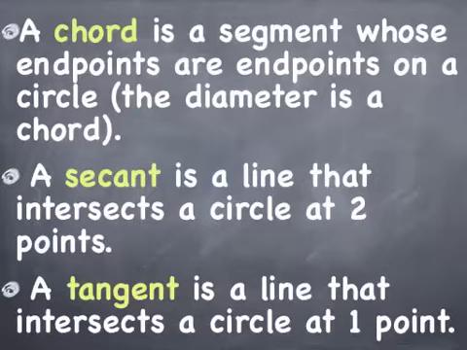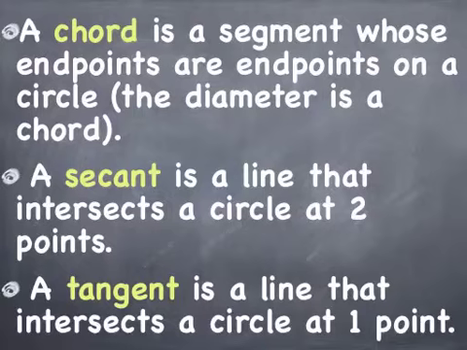Some new vocabulary. A chord is a segment whose endpoints are endpoints on a circle. The diameter would be one example of a chord. A chord does not have to go through the center of the circle, though. A chord is just going to be a segment whose endpoints are on the circle, not necessarily going through the center of the circle. A secant is a line that intersects a circle at 2 points.